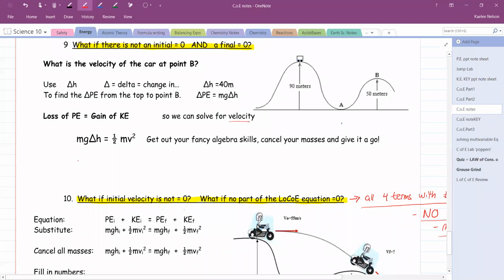This is Law of Conservation of Energy video part 2. This is starting with your student note sheet on question number 9.